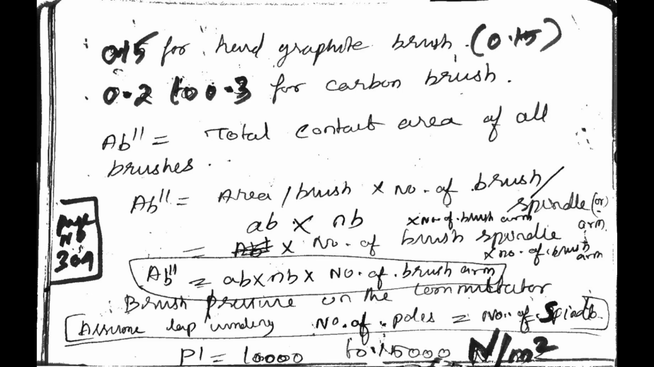That is the formula. Brush pressure on the commutator: assume lap winding, number of poles is equal to number of spindles. P dash is equal to 10,000 to 50,000 Newton per meter square.